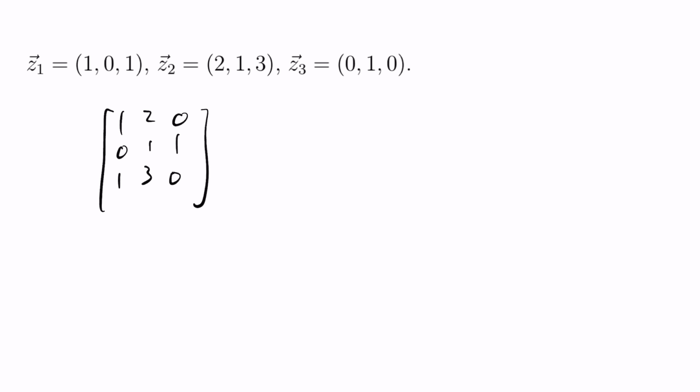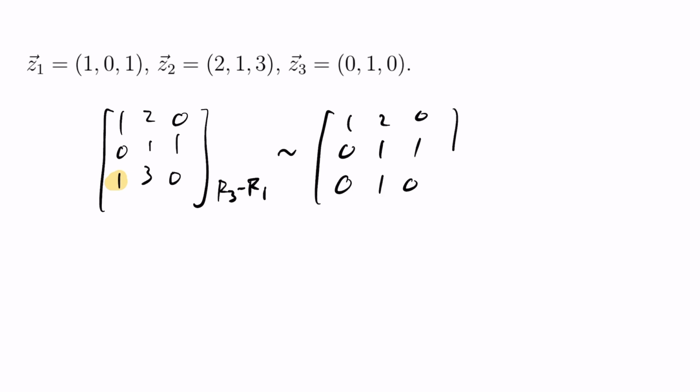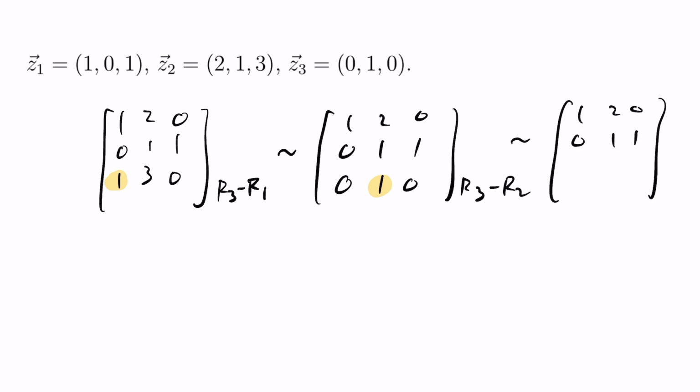So I'm going to go ahead and make that entry 0. To do that, I'll take row 3 minus row 1. And this is going to give us 0, 1, 0. And continuing up here, I'm going to want to make this entry a 0. So I'm going to take row 3, and I'm going to subtract row 2. Going through that, you get 1, 2, 0, 0, 1, 1. And this will be 0, 0, negative 1.